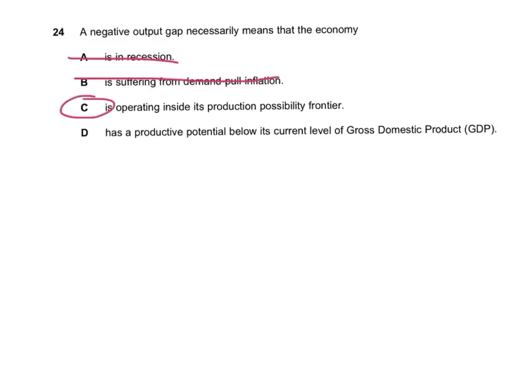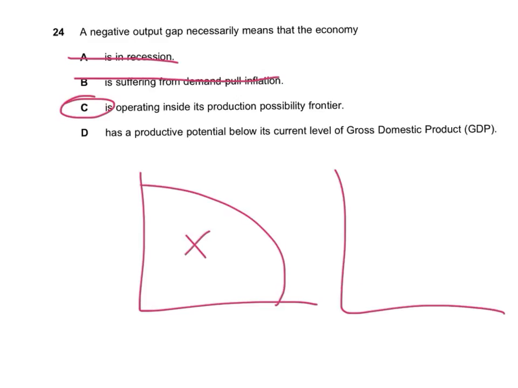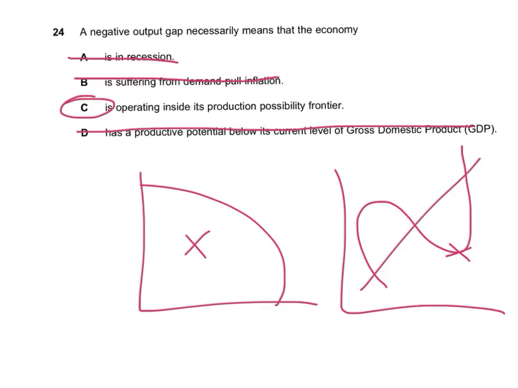Is operating inside its PPF. That's the right answer. Whenever there's a negative output gap, all it means is this is a PPF and this is where the economy is. And on the other diagram, it looks like that, and the negative output gap is down by here. Right, D has a productive potential below the current level of GDP. No, I can see why you might say that. It's kind of the right idea, but it's just slightly wrong, because it's the wrong way around. It doesn't make any sense. So the answer is C.